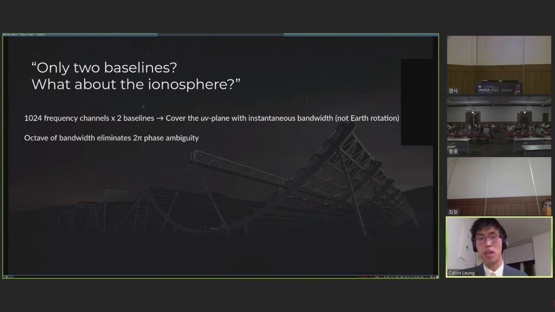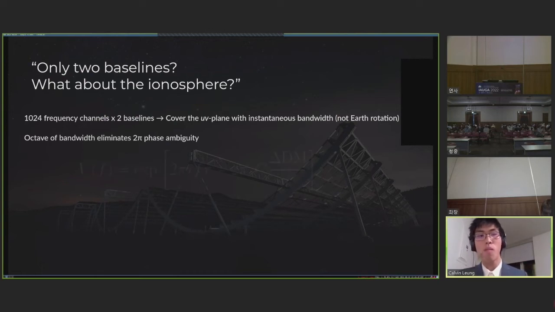It is to exploit CHIME's extremely wide fractional bandwidth. We have an octave of bandwidth from 400 to 800 megahertz, and every observation we have, we observe in 1024 frequency channels. And that's how we populate the UV plane, just with bandwidth, not with Earth rotation. And that octave of bandwidth allows us to eliminate 2 pi phase ambiguities that come up in traditional fringe fitting methods.